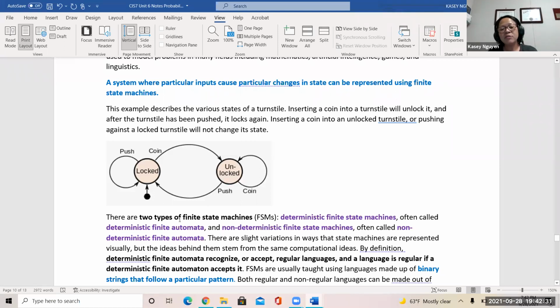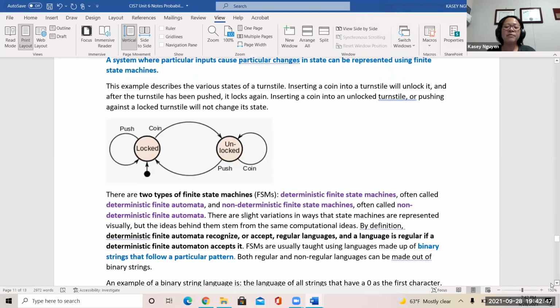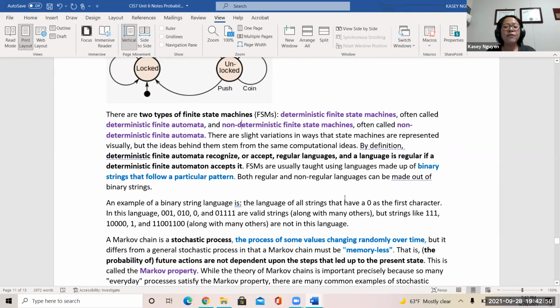So with this, you have two types. There's finite state that would be deterministic, and then there's also finite state that's non-deterministic. And again, I'm giving you a very brief overview on this because in university, they have classes just for finite state machines. So when you're looking at a deterministic finite automaton, you would look at what is being recognized or accepted, and how it accepts it.